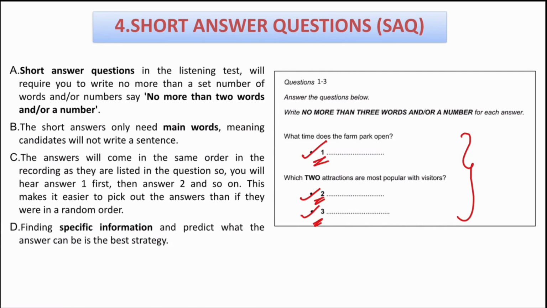The next strategy is finding specific information and prediction. Here, I have told you that the time is asked, so you can predict that you need to write the time here. For the second and the third question, it is written, what two attractions are most popular with visitors? So you need to write here the places that attract the people the most.